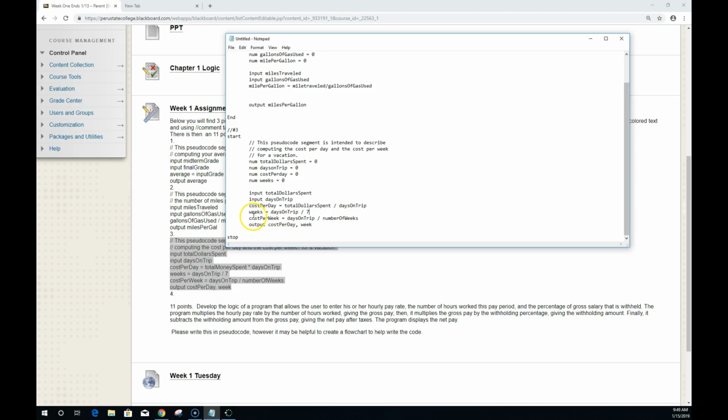So cost per week equals days on trip divided by number of weeks. The variable weeks should be number of weeks instead. So you think we should use, just to make it clear, number of weeks? Is that what you think right there? Yeah. Okay. That probably does fit the scheme that they've got a little better. So let me type that one. Alright, so that seems better.